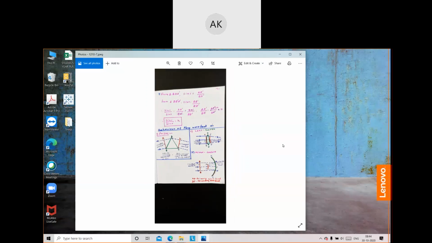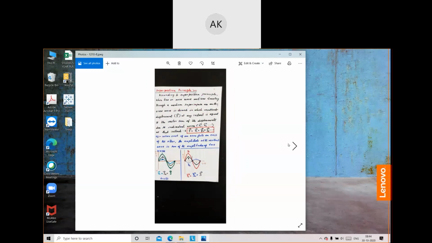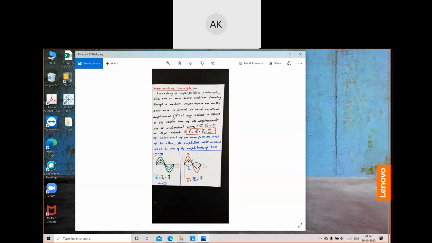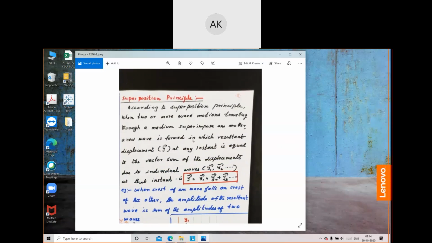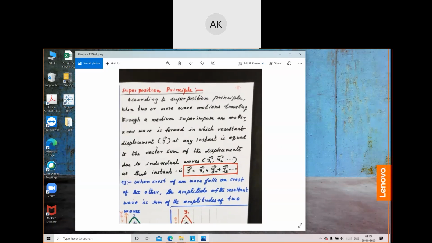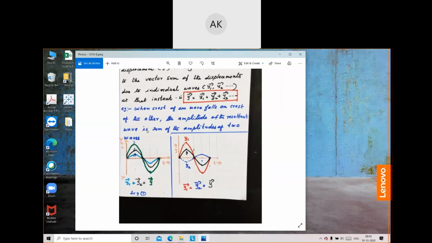Next is the interference, the superposition principle. That also I have sent, that video of the superposition principle. If you observe that, it will be very easy to understand the superposition principle. Superposition principle we studied last year also. Here you can see the waves.